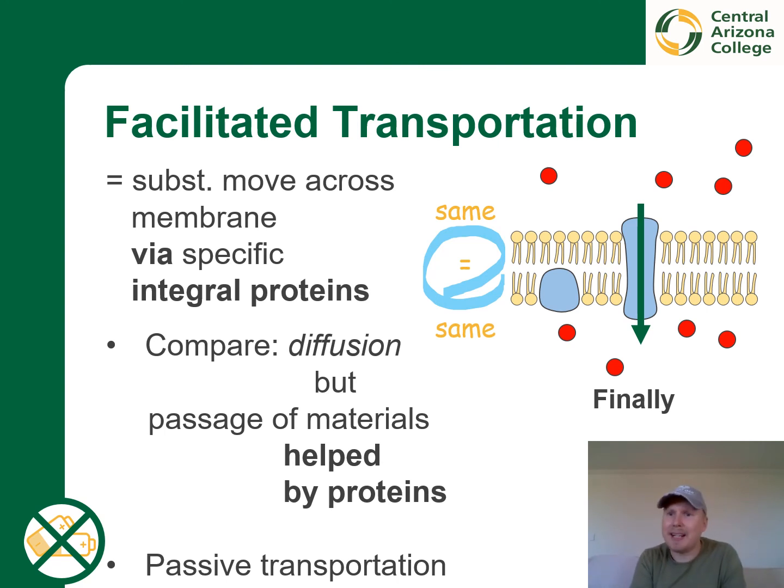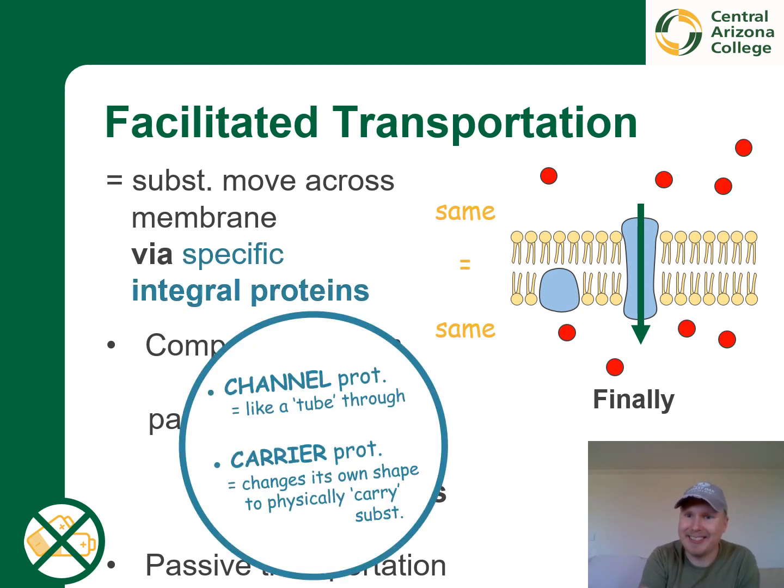There's one more thing that I want to mention about these proteins involved here. These integral proteins that help can be either channel proteins, which are simply described just like a tube that allows materials to pass through, or they can be carrier proteins, which change their own shape in order to physically carry the substance across the membrane. So that was the last of our passive transport.